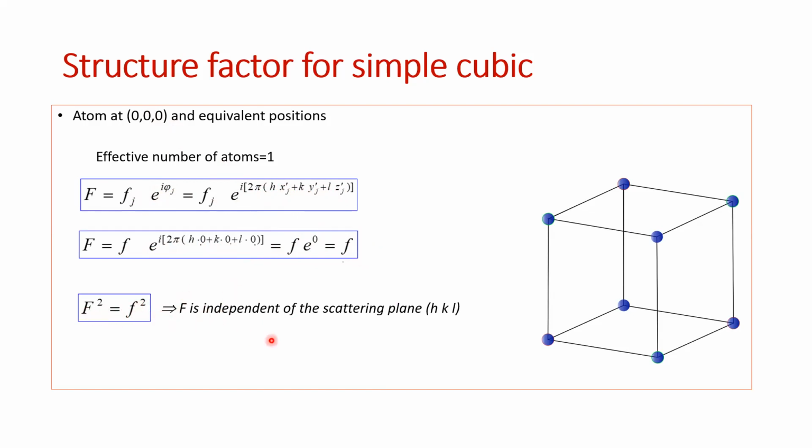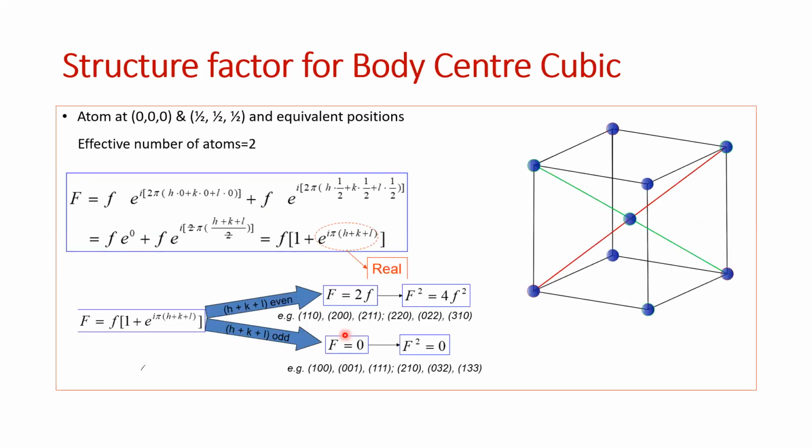So from here we conclude that in case of simple cubic, all planes are allowed. Scattering would be done by all planes. No planes are rejected in case of simple cubic. Now, the structure factor for body-centered cubic.